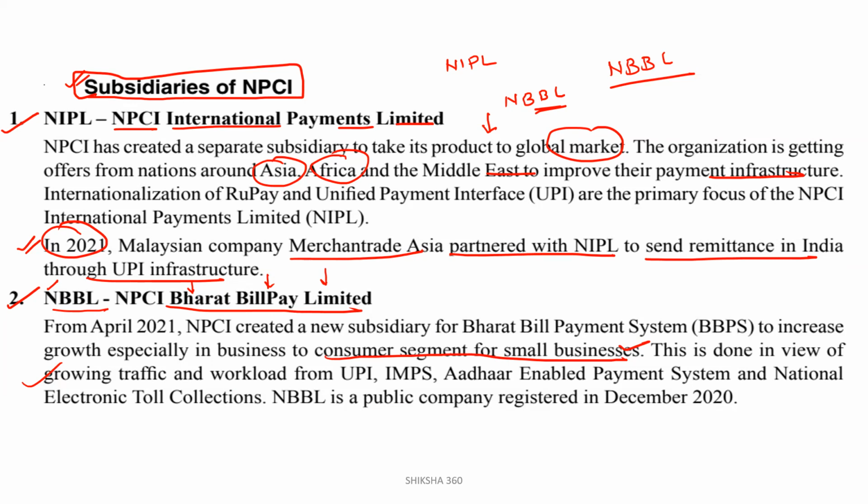So there are two subsidiaries. The first one is NIPL, and the second one is NBBL.